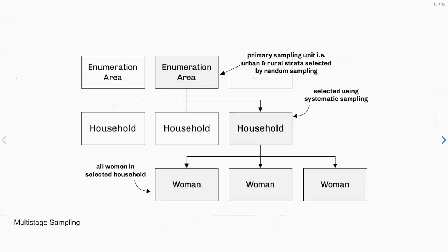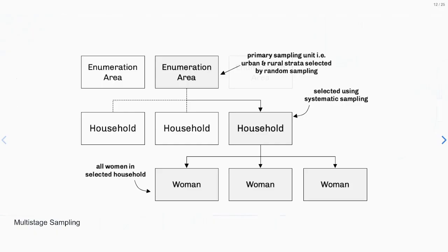So the primary sampling unit consisted of urban and rural strata, and 240 of these were selected by random sampling. And then within each of these primary sampling units, that is the enumeration areas, the list of households were obtained, and this was the sampling frame. And a number of households were then selected using random systematic sampling. And within each of the selected households, all eligible women were now interviewed.